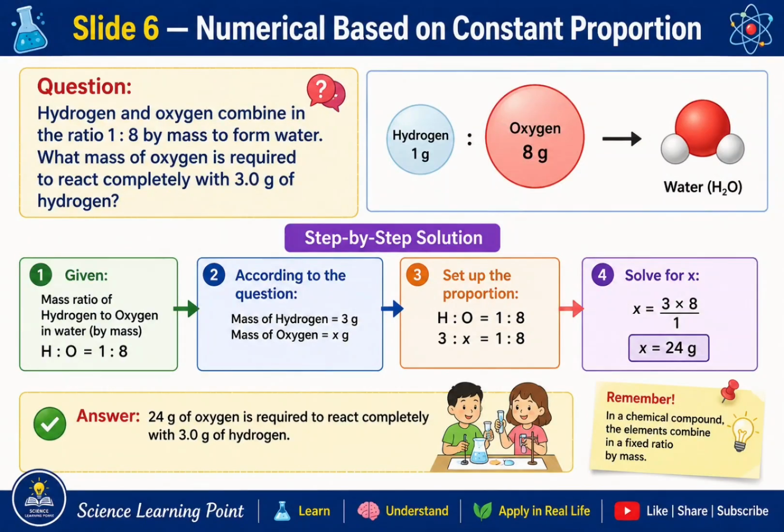Now let's solve one very easy problem. Hydrogen and oxygen combine in the ratio 1:8 by mass. Suppose we have 3 grams of hydrogen. How much oxygen do we need? We know 1 gram of hydrogen needs 8 grams of oxygen, so 3 grams of hydrogen need 3 into 8 equals 24 grams of oxygen. Therefore, our answer is 24 grams of oxygen. Whenever you see a question like this, don't panic, just remember the ratio. 1 becomes 3, so 8 also becomes 3 into 8 equals 24.